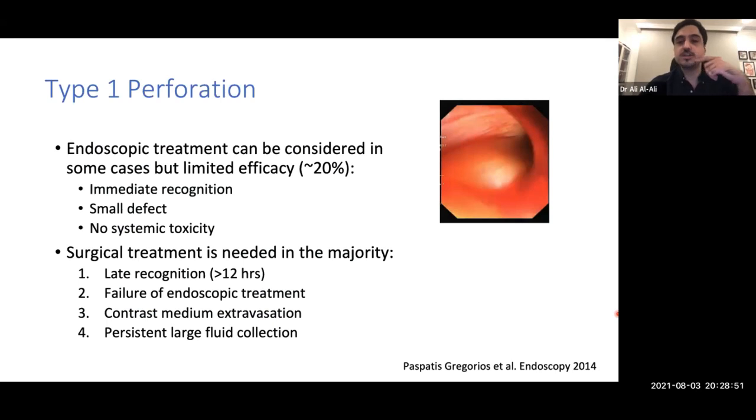Type 1 perforation, on the other hand, remember, this is the perforation to the peritoneum. Most of these patients will require surgery. The most important thing is to recognize them early on, because if you recognize it early, they go for surgery, you can fix the site of the perforation and they do quite well. If you don't recognize it early, they will develop peritonitis and infection, and they go septic.